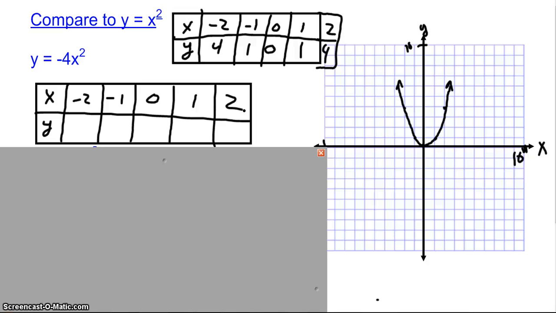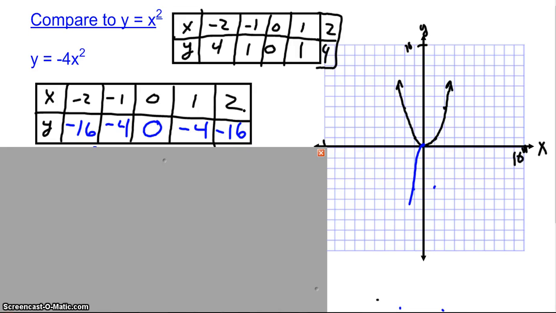Okay, our parent function is there, and if you have tried this new equation, y equals negative 4x squared, you have found when you plug in 1, 1 squared times negative 4 is negative 4. 2 squared is 4 times negative 4 is negative 16, right? Negative 1 squared is 1 times negative 4 is negative 4. So for this second function, y equals negative 4x squared, we could plot 0, 0, 1, negative 4. 2 would be way down, somewhere down there, right? Negative 16. Negative 2 is also way down there.